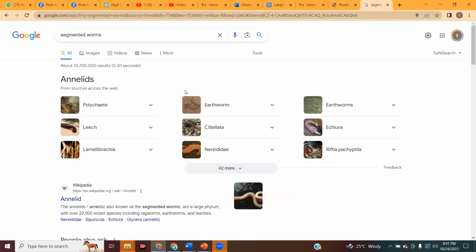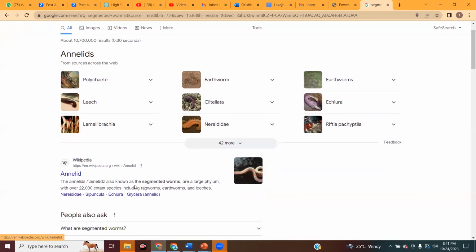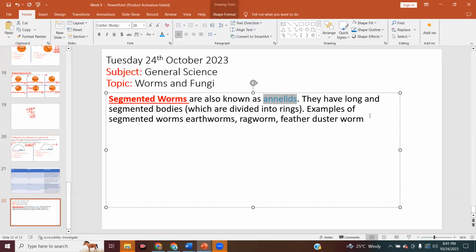Does one bite? Do they bite? Yes, sir. I'm not sure. What we do know is that they don't look good. So that's segmented worms.